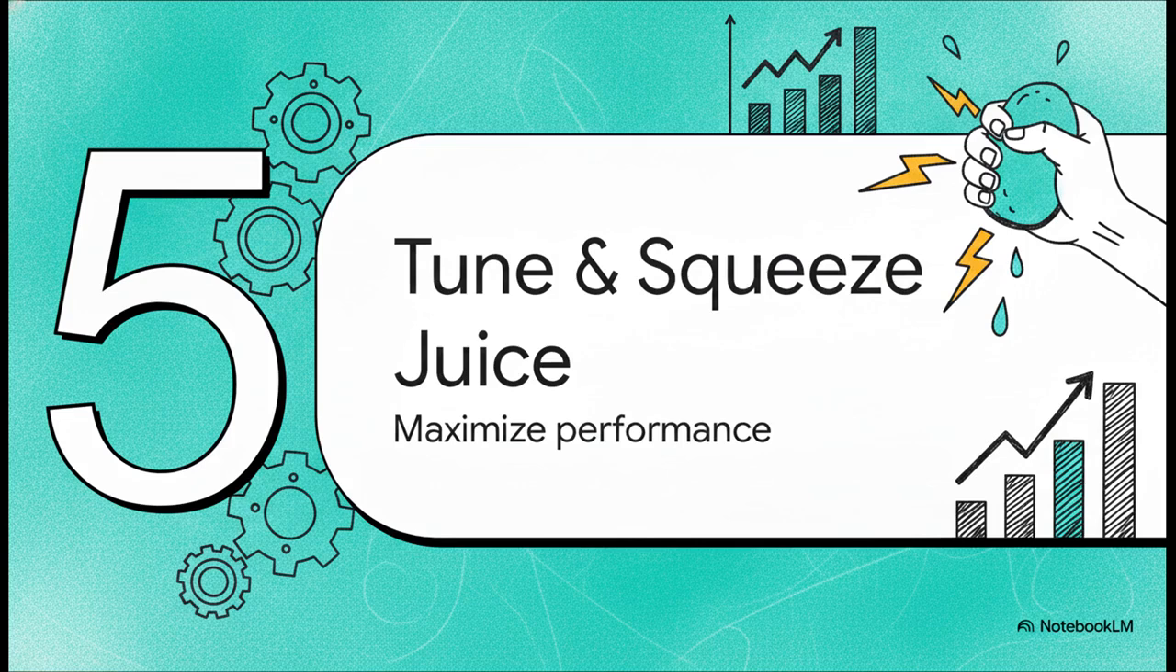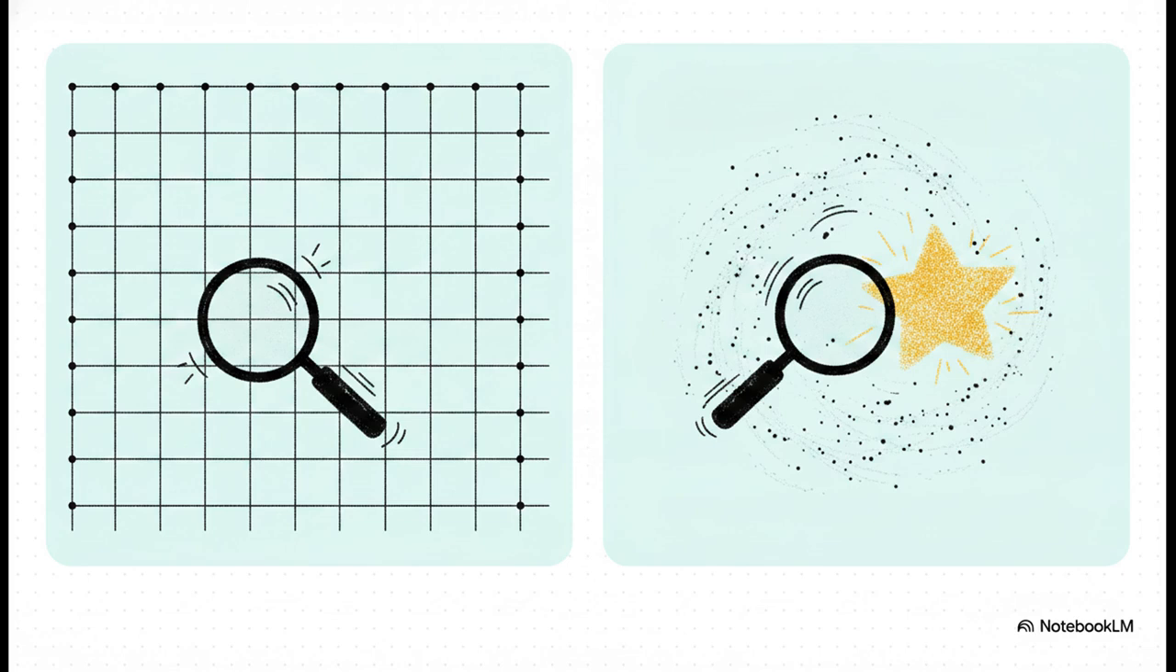Finally, we reach the plating and garnishing stage. Section 5, tune and squeeze juice. This is where we optimize our hyperparameters and eke out those final performance gains. When it comes to tuning, you really want to choose random search over grid search. Why? Because neural networks are very often much more sensitive to certain parameters than others. Think about it. If parameter A matters a ton, but parameter B doesn't matter at all, a grid search is just wasting your time checking B at all these fixed intervals. Random search is vastly superior because it samples the truly important parameters much more thoroughly across that whole high-dimensional space.